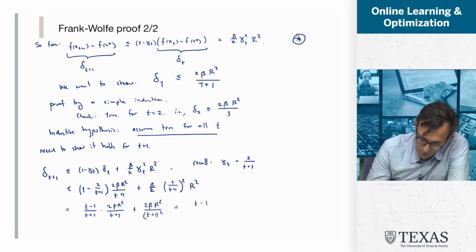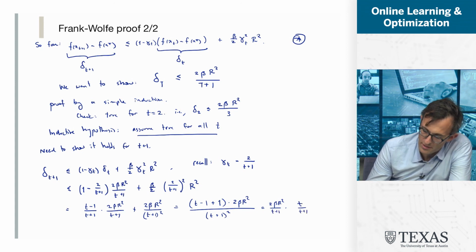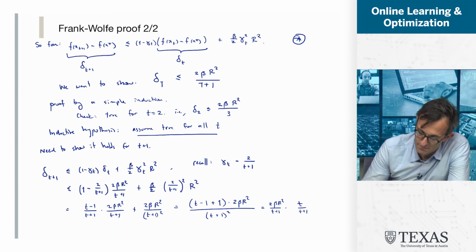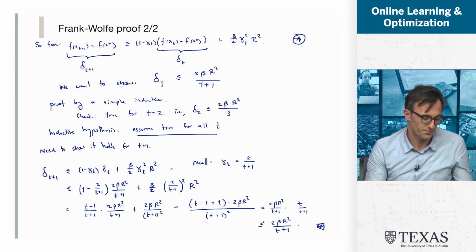t minus 1 plus 1 times 2 beta r squared over (t plus 1) squared. This is equal to 2 beta r squared over (t plus 1) times t over (t plus 1). This quantity is less than 1, so I'm only going to make things bigger by dropping it. And this is exactly what we wanted to show. So that completes the proof of Frank Wolfe.